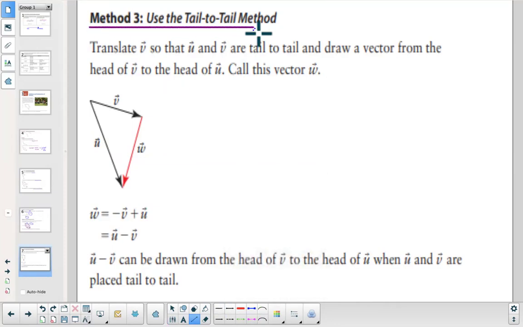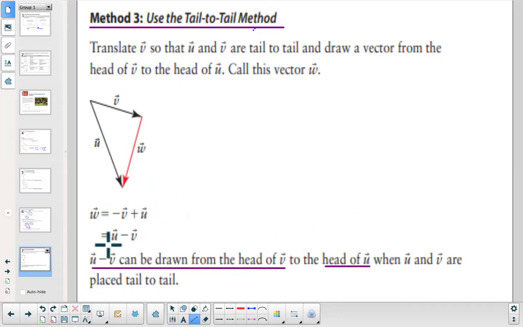So this is a whole new method. We call this new vector vector w. So vector w is equal to the opposite vector of v added to the original vector u. We can rearrange that to illustrate vector u minus v. And u minus v can be drawn from the head of vector v to the head of vector u when u and v are placed tail to tail.